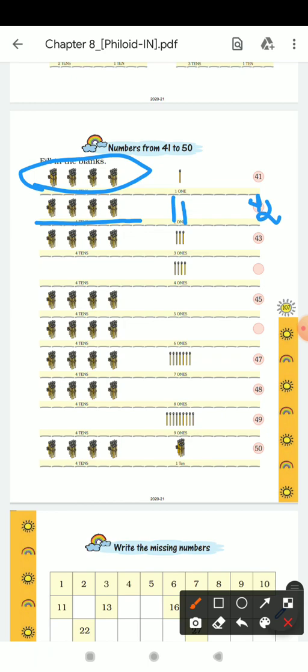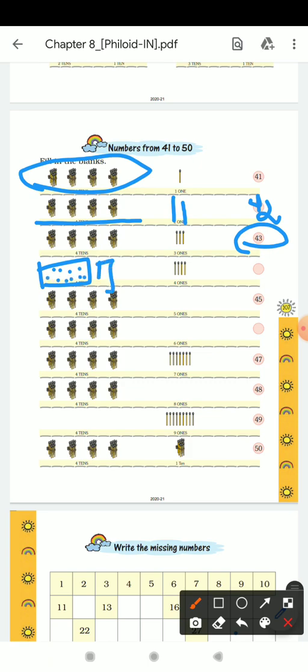Now in the next question, everything is okay. 4 bundles are there, 3 matchsticks are there, so it becomes 43. Now in the next one, you have to draw a bundle of 10 matchsticks. If there is a problem in making bundles, you have to just make a square and draw dots inside like this. 1, 2, 3, 4, 5, 6, 7, 8, 9, 10.